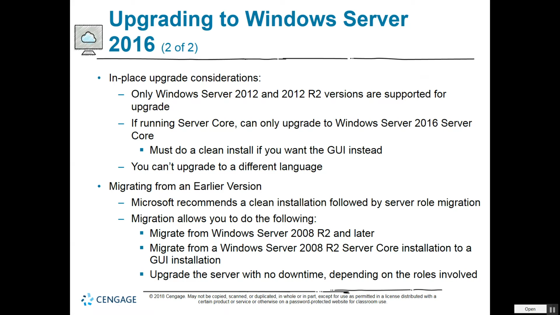Now the in-place considerations: only Windows 2012 and 2012 Release Candidate 2, those versions are supported for upgrade. If you're running Server Core, you can only upgrade to Windows Server 2016 Server Core. Okay, so let me say it again. If you're running an old version of Server Core, you can only upgrade to Windows Server 2016 Server Core. If you want to have a GUI, the data center, you've got to do a clean install on it. You can't upgrade to a different language.